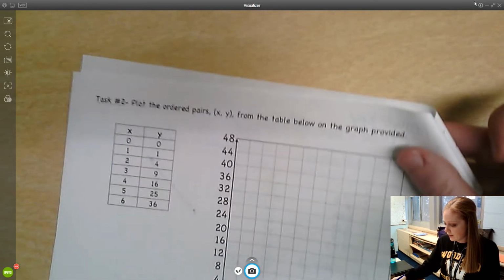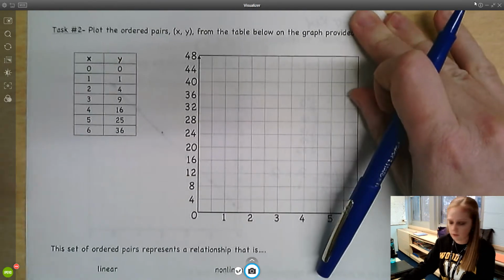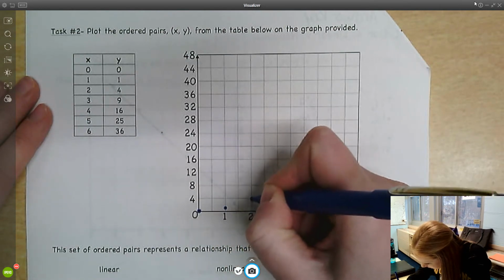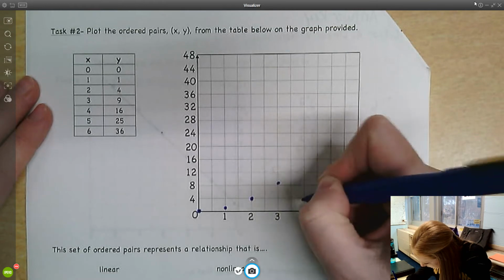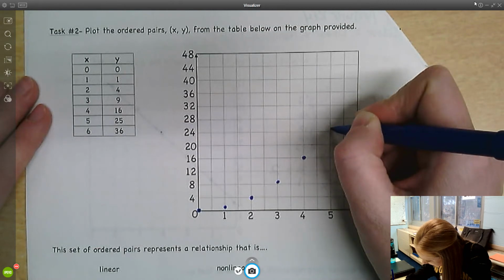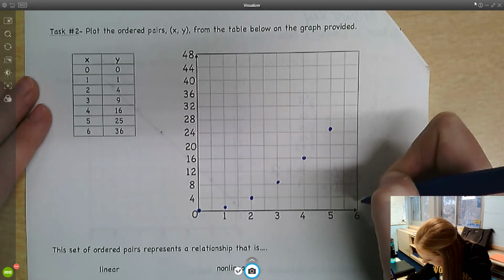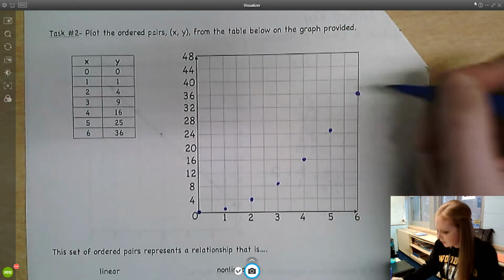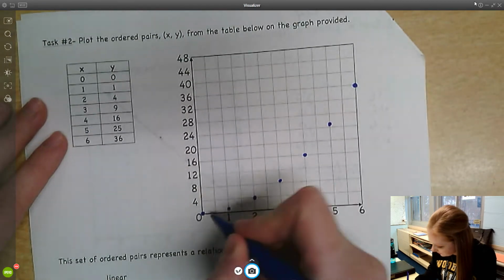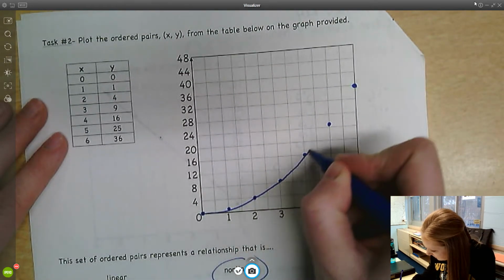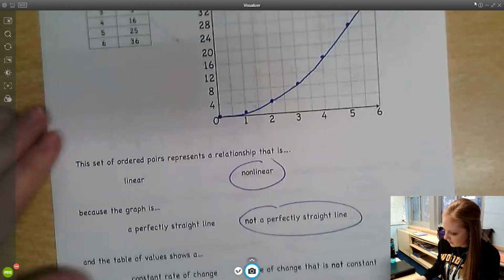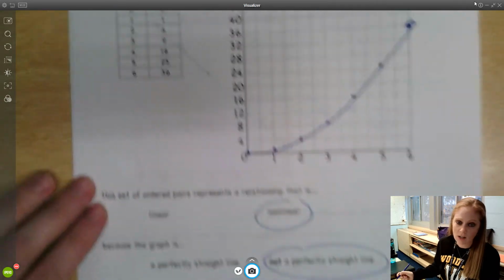All right, now let's plot these points: (0, 0), (1, 1), (2, 4), (3, 9), (4, 16), (5, 25), and (6, 36). Can I connect these with my ruler? No, this is nonlinear. I'm going to freehand connect them. It is not a perfectly straight line. The rate of change is not constant.